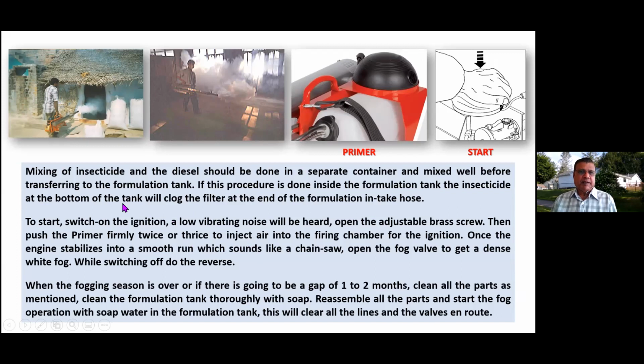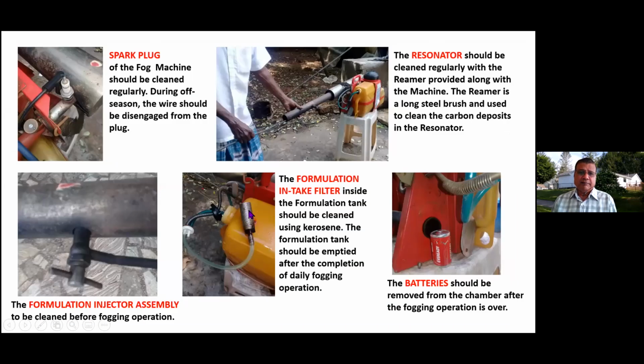Further tips for maintaining this machine: mixing of insecticide and diesel should be done in a separate container and mixed well before transferring to the formulation tank. Please don't do it inside this tank, because once before filling up with diesel or kerosene, the first thing our people will do is to fill this up with the technical malathion or pyrethrum, and this will clog this.